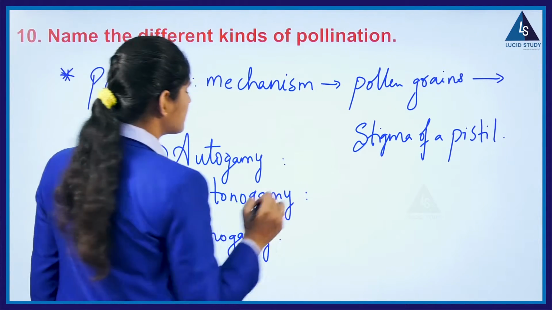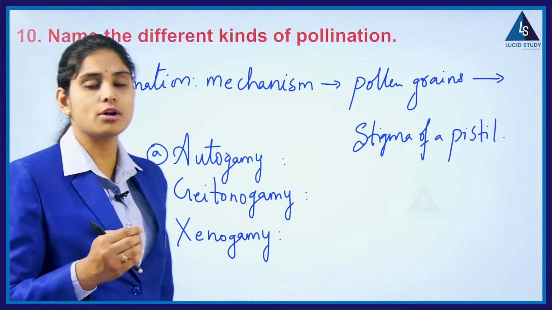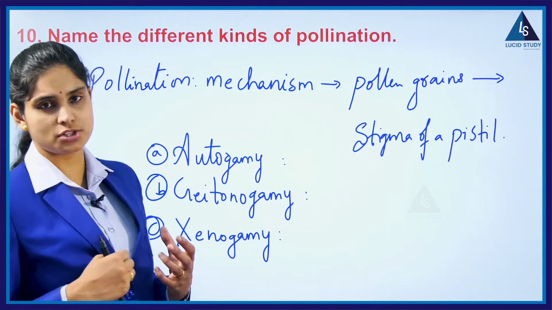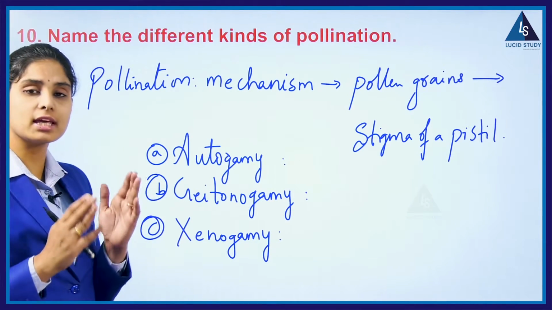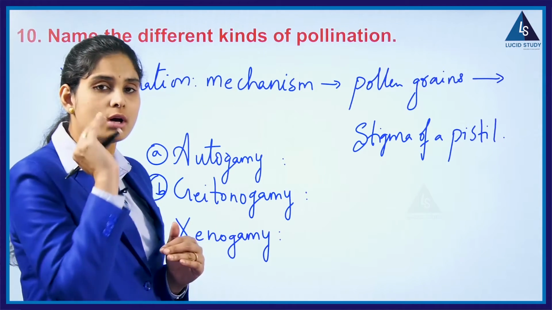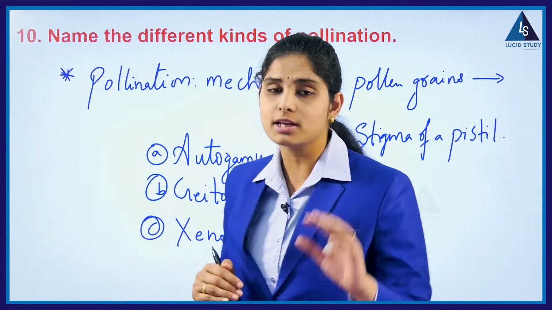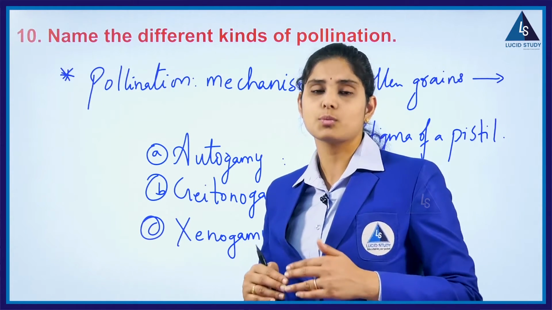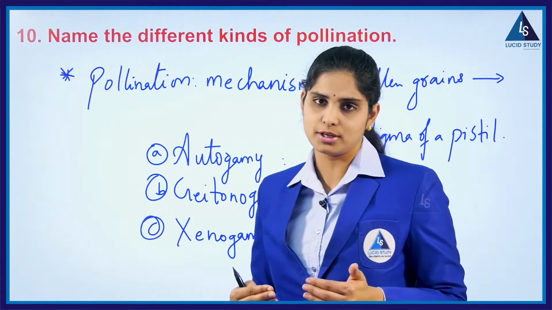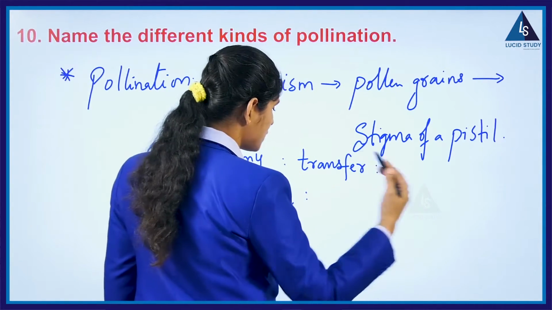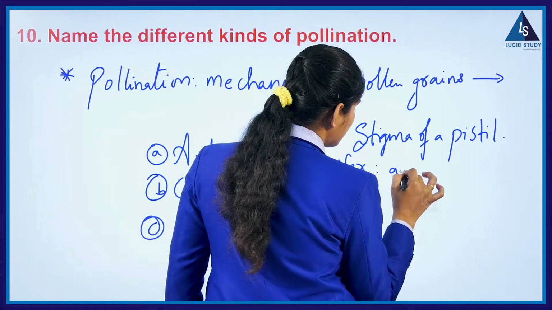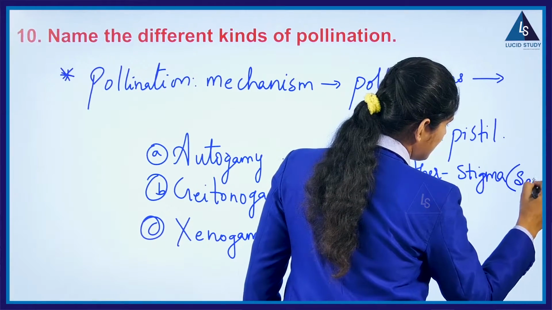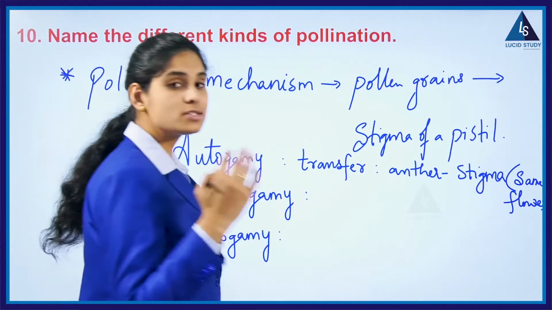Right. Now, what is the basic difference? We said the classification is based on where the pollination is occurring, or from where to where. So, autogamy is such a kind where the pollination is taking place within the same flower, right? Nothing but the anthers containing the pollen grains are transferred to the stigma of the same flower. Hence, it is called autogamy. So, that is a kind of self-pollination. So, transfer of pollen grains from anther to the stigma of the same flower is called autogamy.